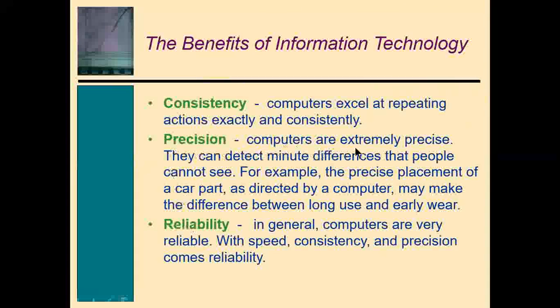Precision. Computers are extremely precise. They can detect minute differences that people can't see. For example, the precise placement of the carpet as directed by the computer may make the difference between long use and daily wear. It is very difficult for human beings to identify. Reliability. In general, computers are very reliable and dependable. With speed, consistency, and precision comes reliability.